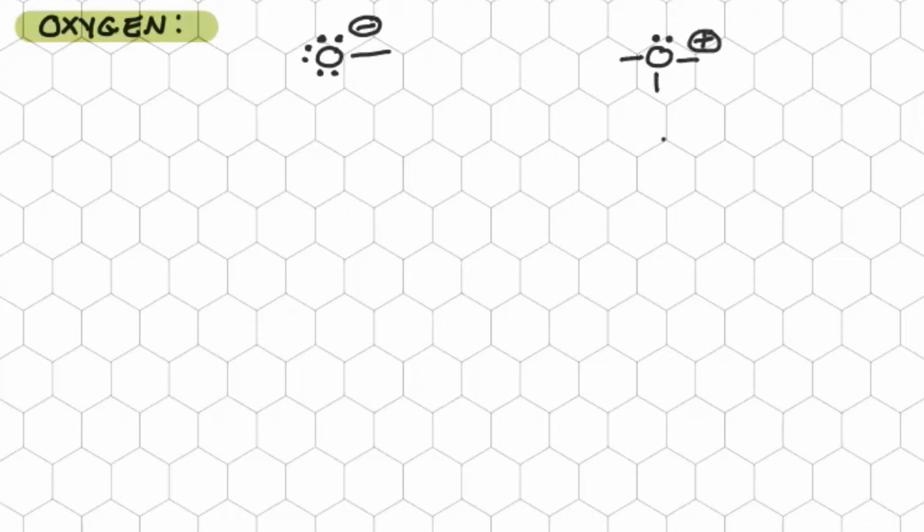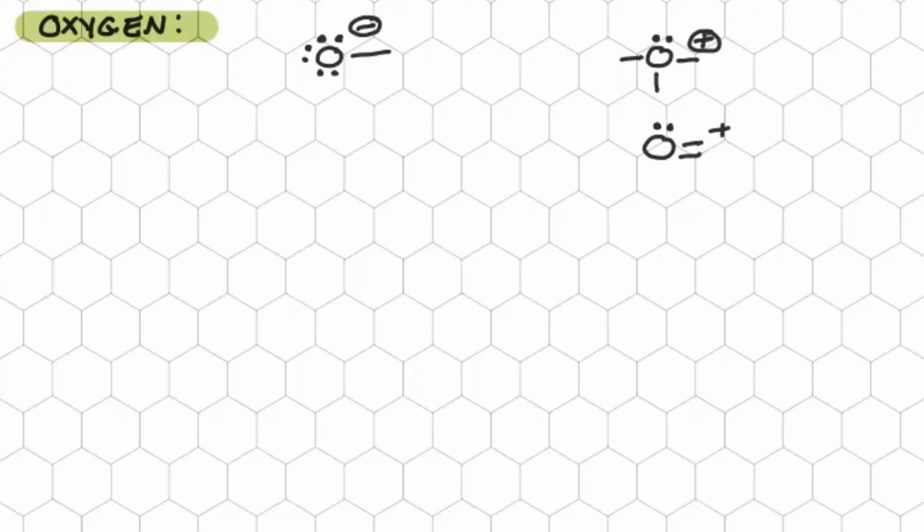Now we go to oxygen. Oxygen has 6 valence electrons, 2 lone pairs, and 2 electrons available for making either 2 single bonds or 1 double bond. If you add 1 electron to oxygen, it's going to have 3 lone pairs and only 1 electron available for bonding. This is the anion of oxygen.